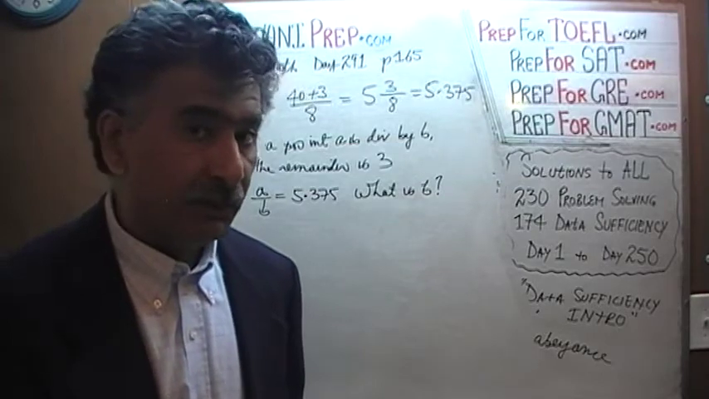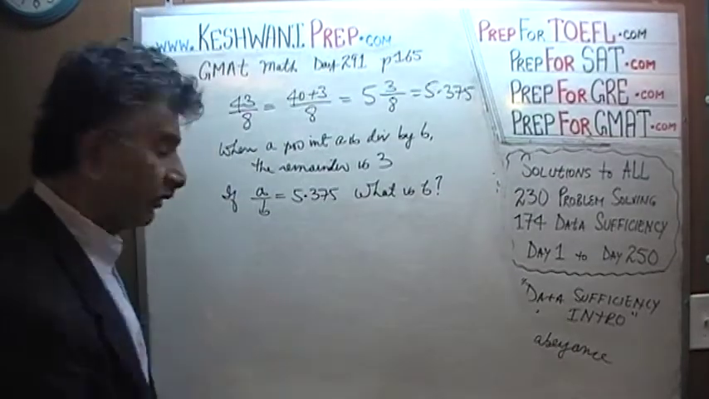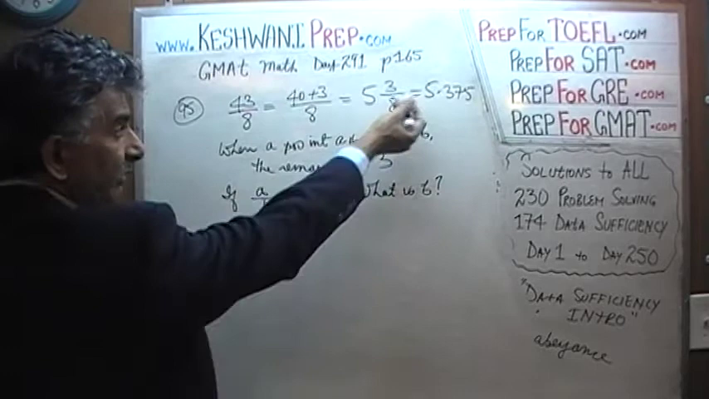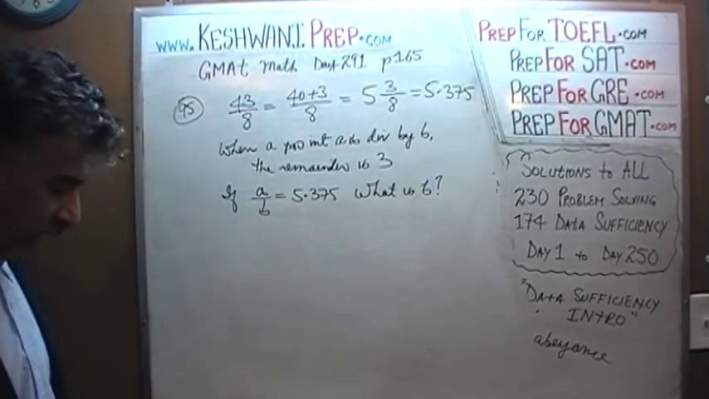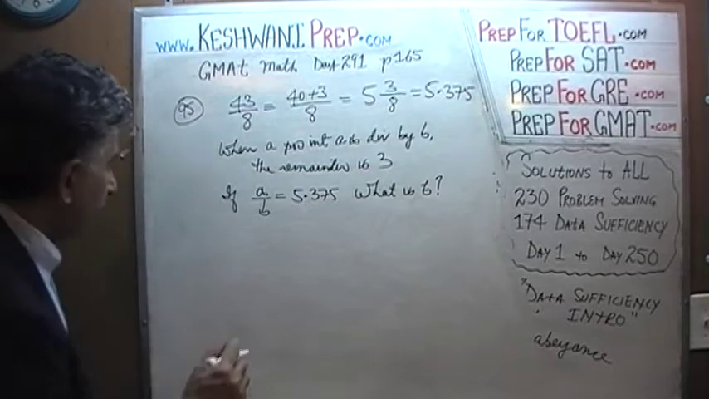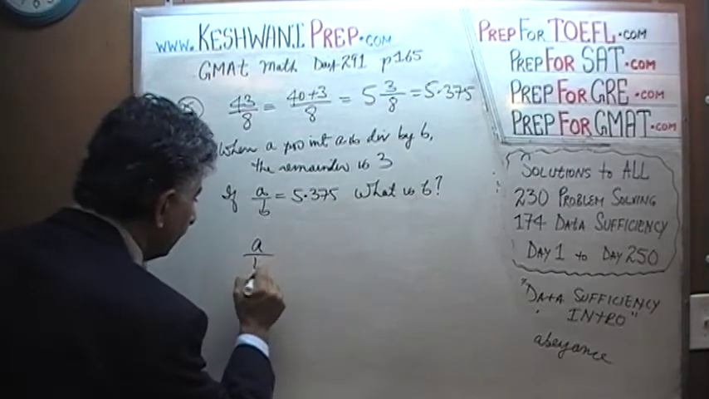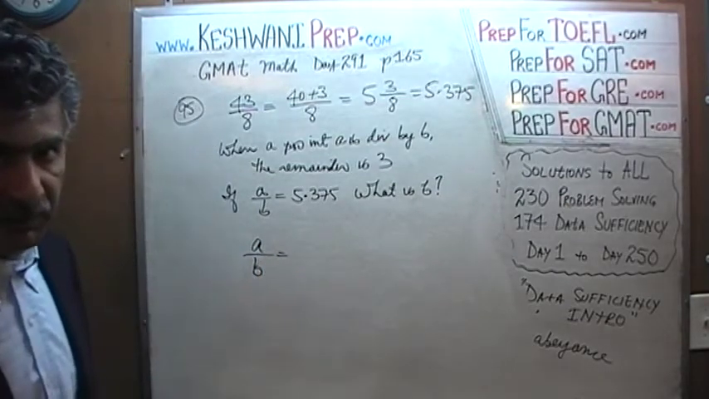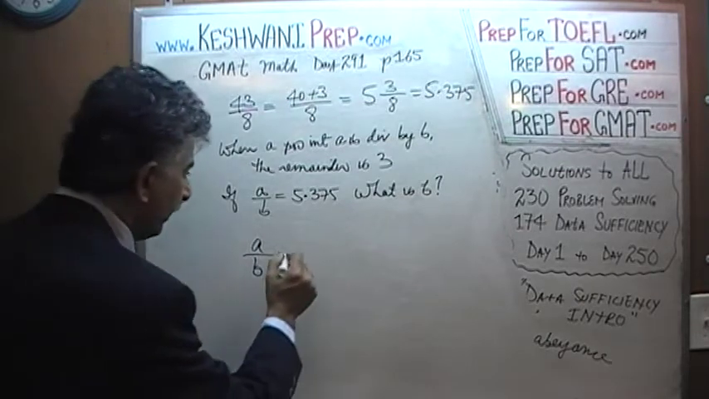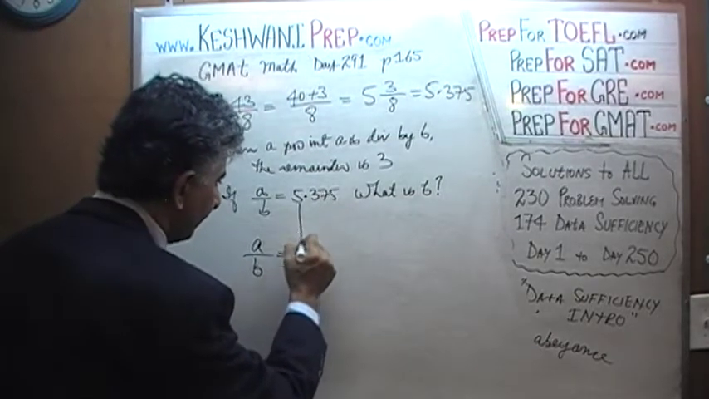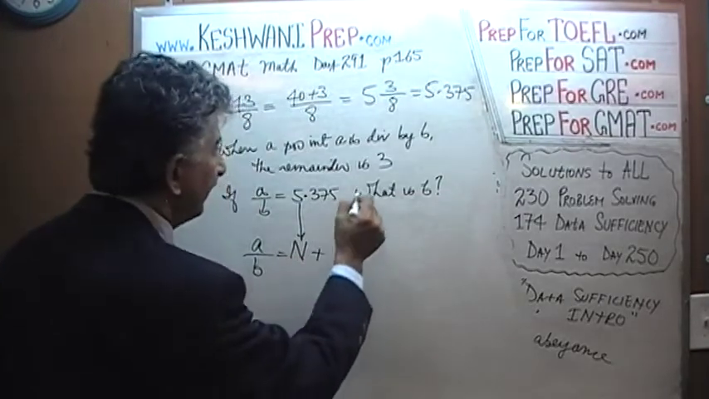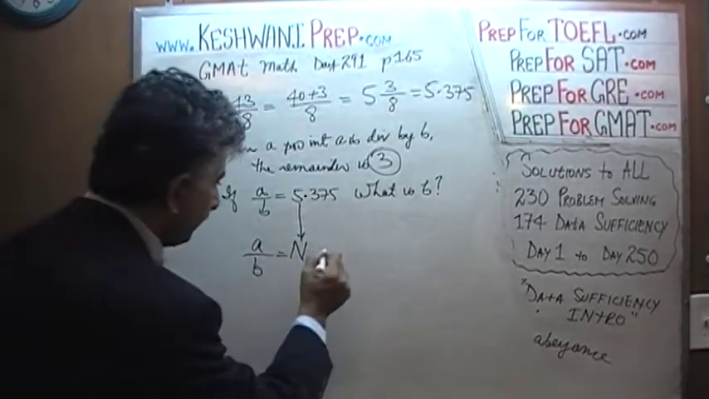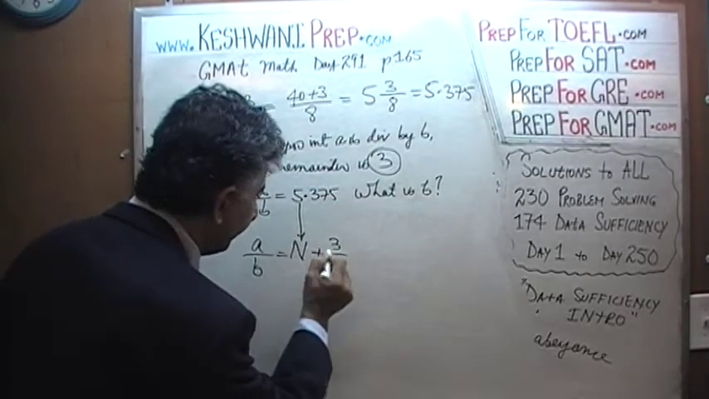I wanted to do the simpler version first. This is a simpler version. But of course, we know where it's coming from. So we know that a over b, we are told, is 5.375. And if we were to divide a by b, what we are told here is that we're going to get some integer, which is the 5 part here, plus some remainder, which we are told is 3, which is going to be this part, 3 over b.